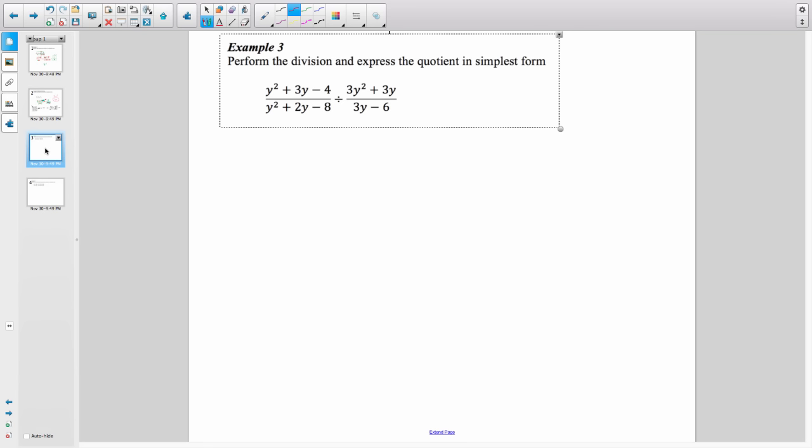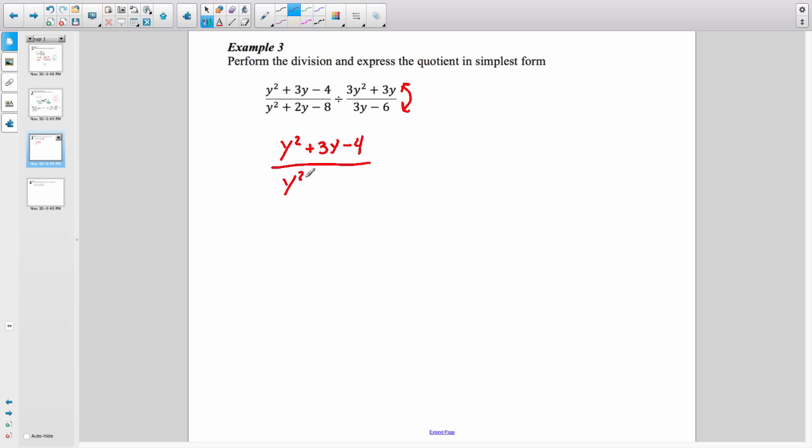Okay, so here's the thing with division. Division is really nothing more than multiplication. What you do is take this guy and flip him. Let's use the reciprocal and turn this into a multiplication problem because that's what we do in math. So we'll take this y squared plus 3y minus 4 over this crazy one over here.